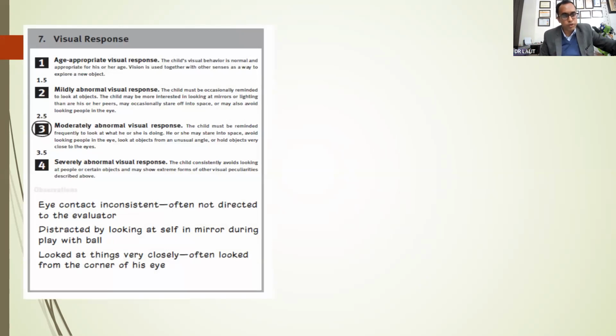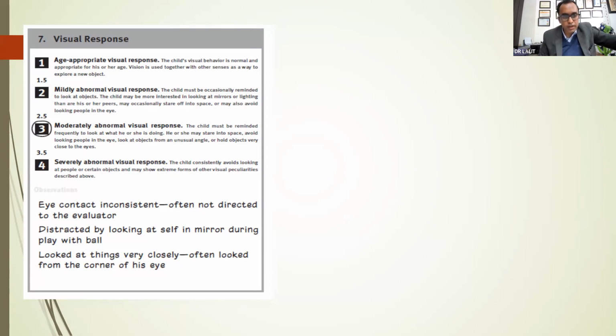So when it comes to visual response, eye contact is inconsistent, often not directed to the evaluator. So there is no eye contact, it is inconsistent, distracted by looking at self in the mirror during the play with the ball, looked at things very closely, often looked from the corners of the eyes. So again, depending upon this scoring, this eye contact was not good. He was distracted by himself in the mirror during the play with the ball and looked at things very closely, often from the corners of the eye. So here again, they have mentioned a score of 3.